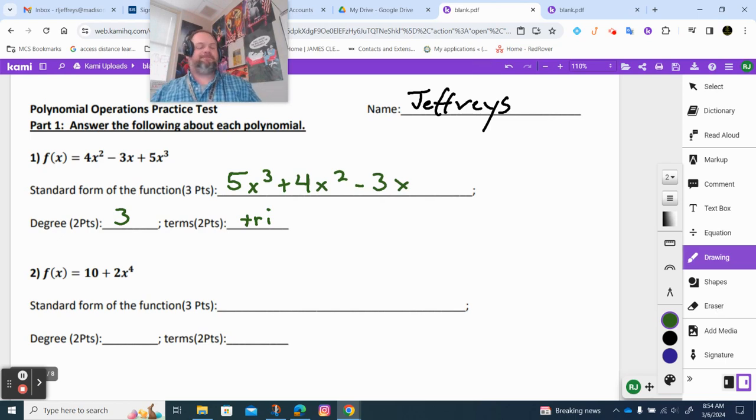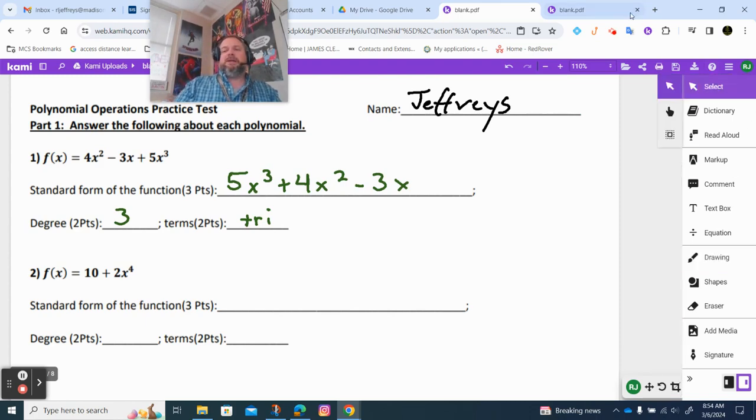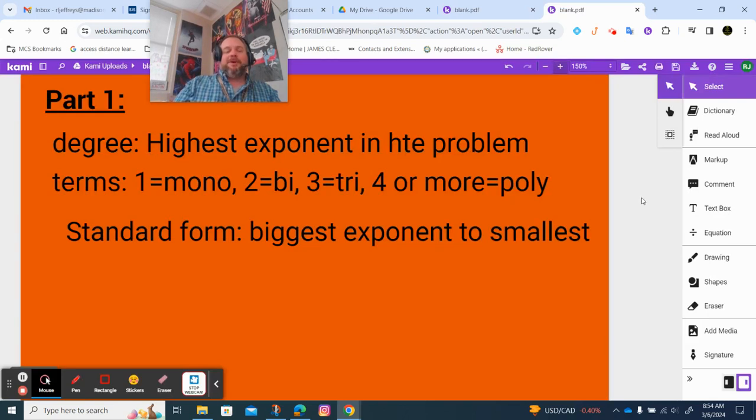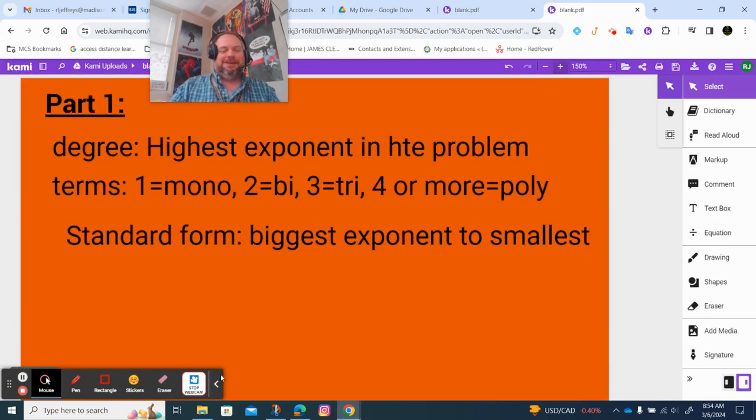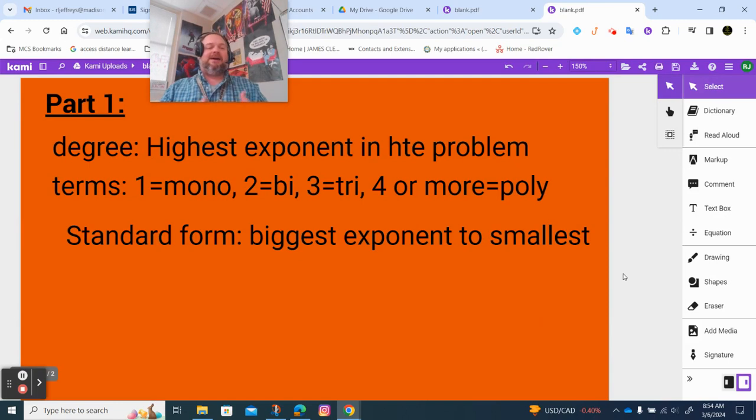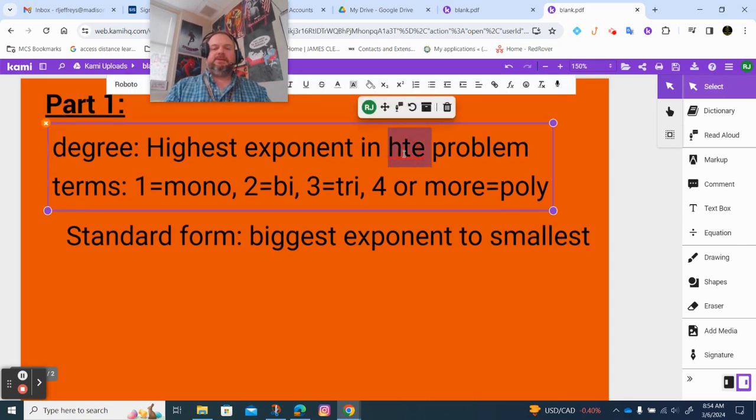Okay. Now, some of y'all might be wondering, what do I need to be putting on my orange sheet for this? So part one, this is what I have for it. Okay. That's not how you spell the. Spelling is not my strong suit.